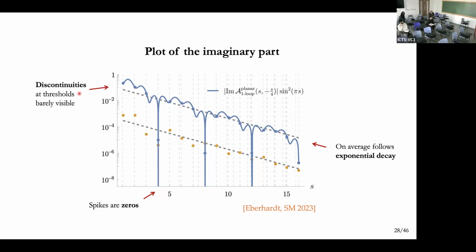Just one question. Are the zeros at random points, or are they because of the sine square pi s multiplication? The zeros, we did not manage to recognize a pattern as far as I remember. They look close to integers, but not quite. So they're not because of this. I see. Okay, thank you.